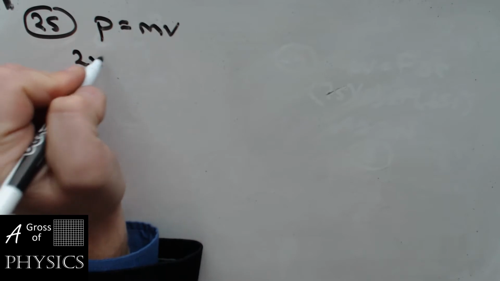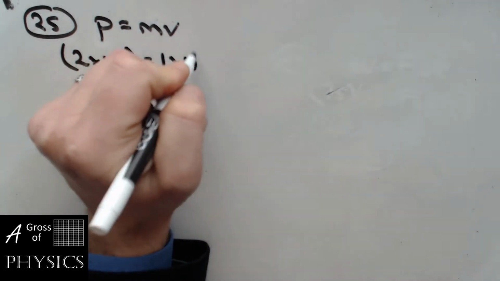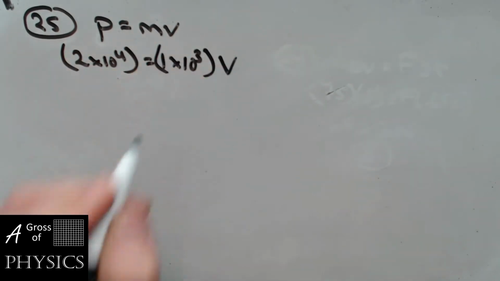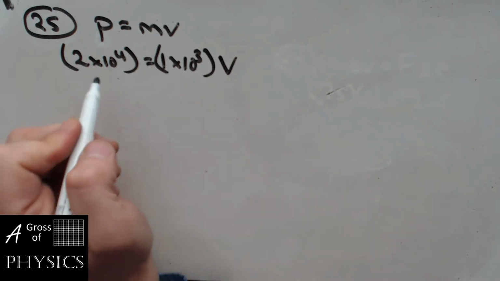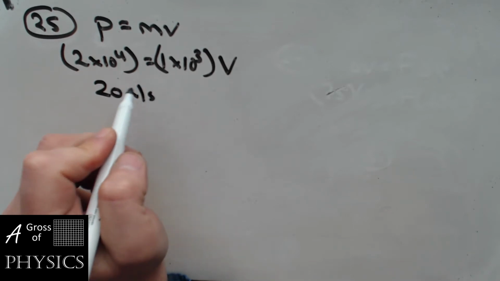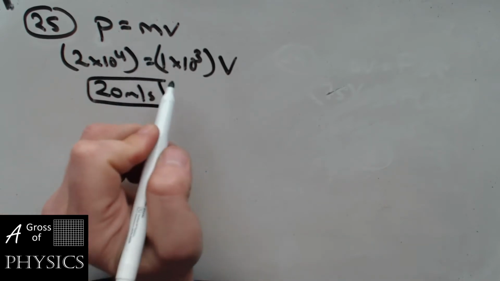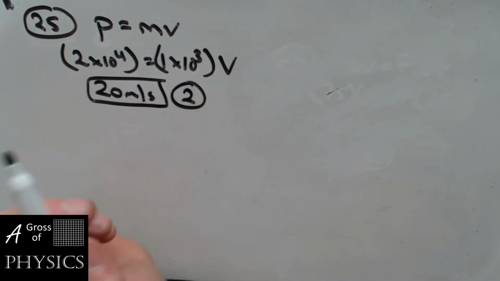So 2 times 10 to the 4 is the momentum. 1 times 10 to the 3 is the mass. And we want to find v. 2e4 divided by 1e3 is 20 meters per second. Now, of course, they write in scientific notation, so that's going to be choice 2, 2 times 10 to the 1.